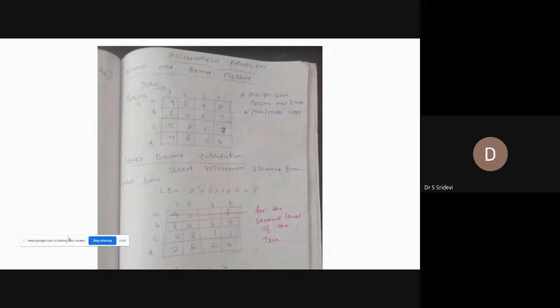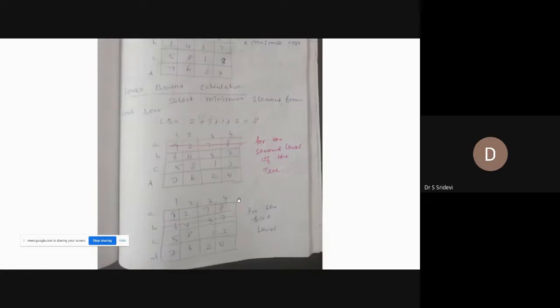This is a very simple problem. You can solve it very easily. Let us assume that the jobs are in the columns and the persons are in the rows. These are the person informations: first person, second person, third person, fourth person. These are the different jobs: job 1, job 2, job 3, job 4. From this table, we are going to find out which job can be allocated to which person, and at the same time the cost should be minimized. For this, first you have to consider the lower bound calculation.